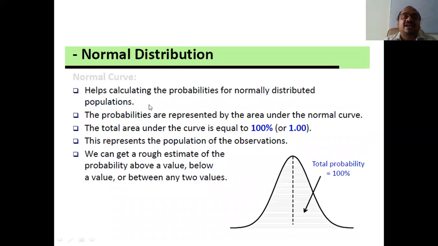It helps in calculating the probabilities for a normally distributed population. Probabilities are very rare under the tails. See here in this curve, you have to highlight this blue colored point. We are considering 100%, one side 50%, another side 50%. This 100% we take as 1, then 0.5 one side, 0.5 the other side. This total comes under the entire population.